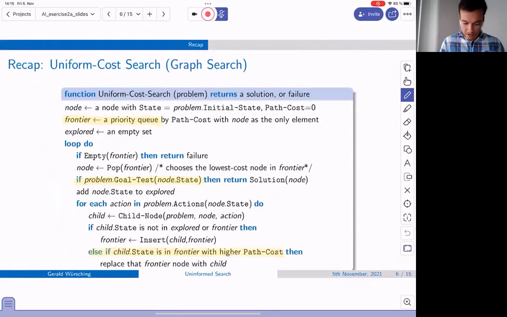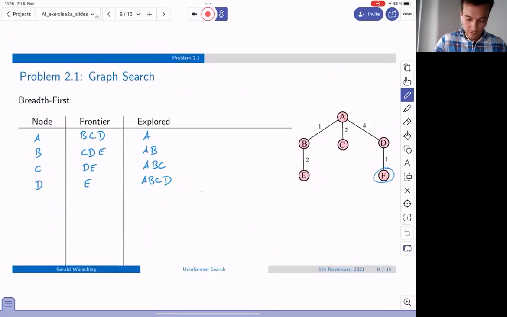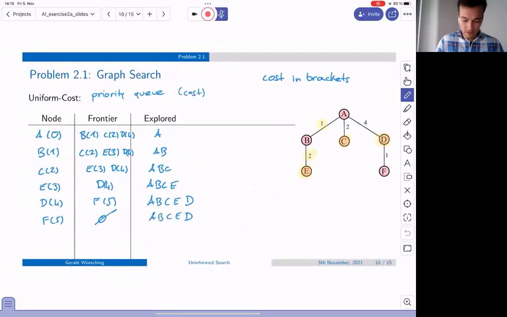We do the goal test, and our algorithm terminates. So we don't add the node to the explored set. The node gets added to the explored set after the goal test. So basically, since we know that this is our goal now, we don't add it anymore to the explored set. This is also very important in the algorithm.